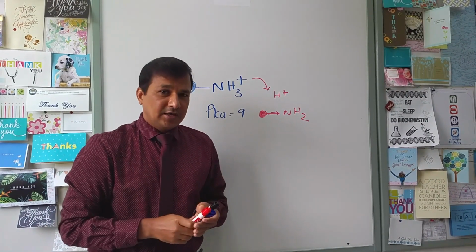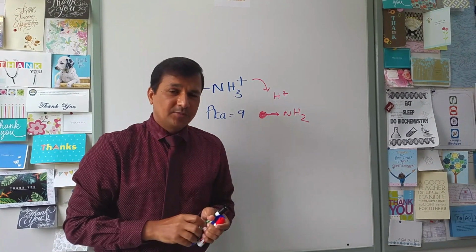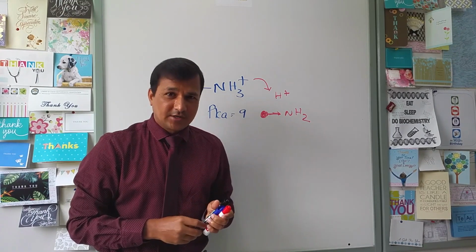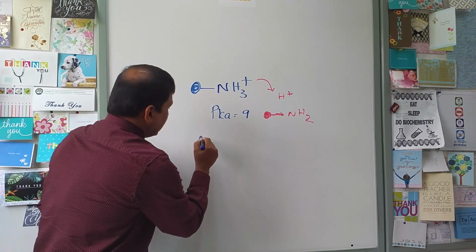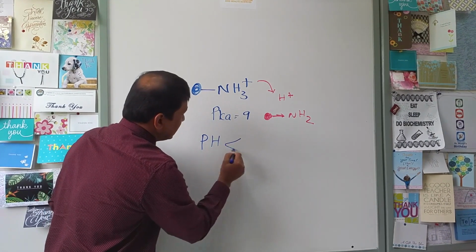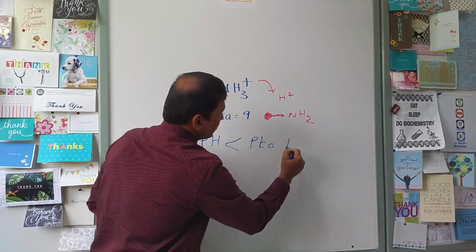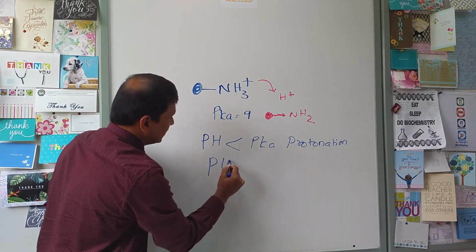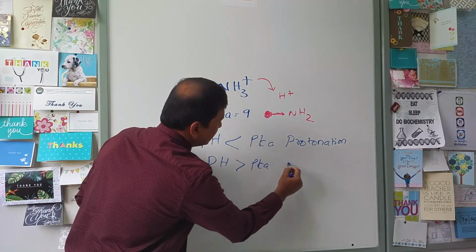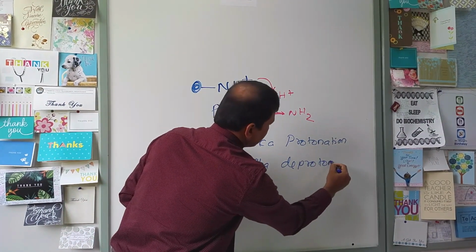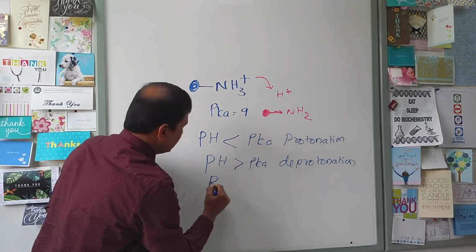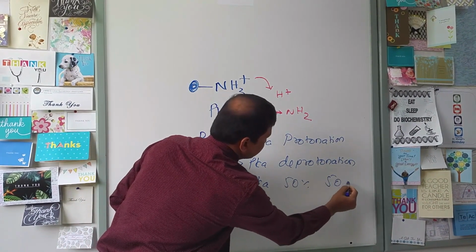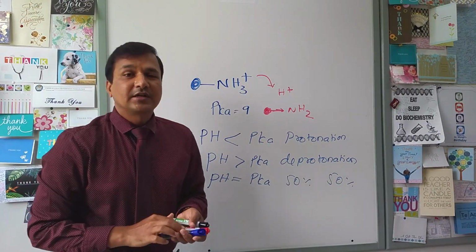Now you know the pH-pKa relation. Let me reiterate; I have a video on the pH-pKa relation. You can see the video at the link that is appearing right now in the upper right corner. Okay. Now let me just quickly revise that. When pH is less than pKa, protonation occurs. When pH is greater than pKa, deprotonation occurs. When pH equals pKa, there will be 50% protonation and 50% deprotonation.